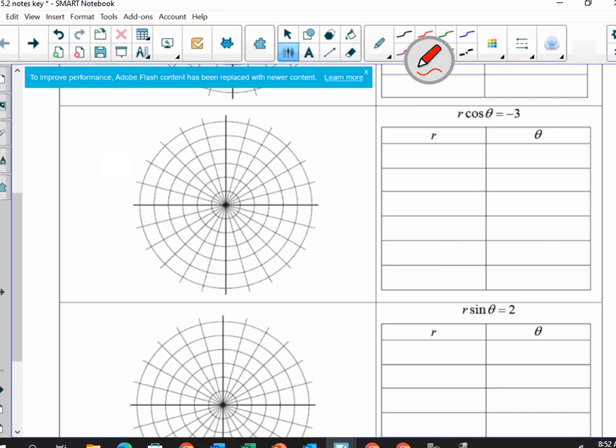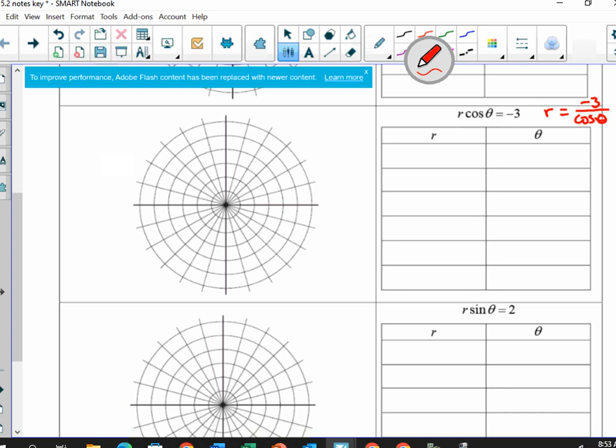All right, the next one, guys. r cosine theta equals -3. Okay. We can plot points here. Let's plot a couple. Let's solve this for r. And then I'm going to show you an easier way to go about this, but I just want you to see where the points actually come from. So r equals -3 over cosine theta. Are we okay with that? If I solve for r? When r is 0, isn't it just at the pole? Yep.